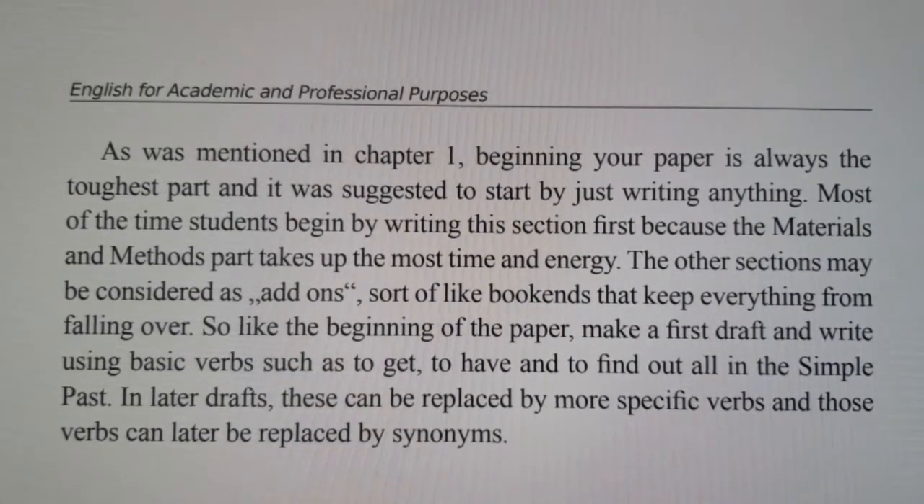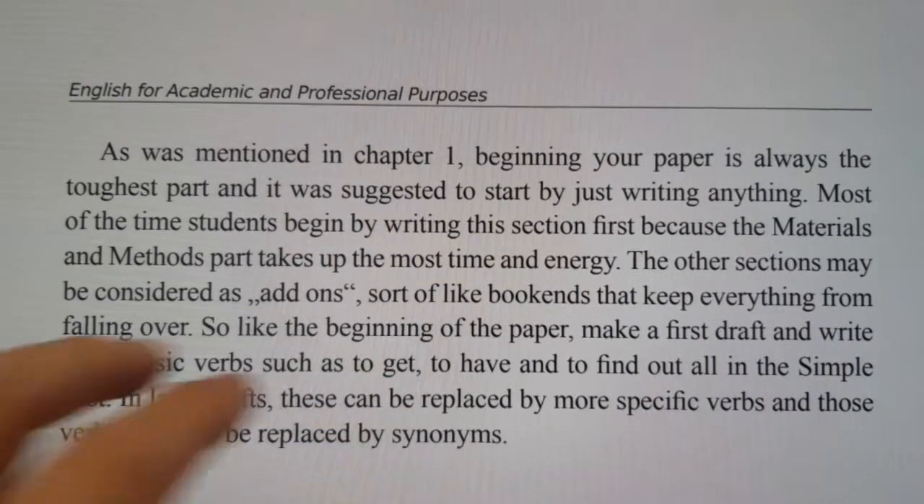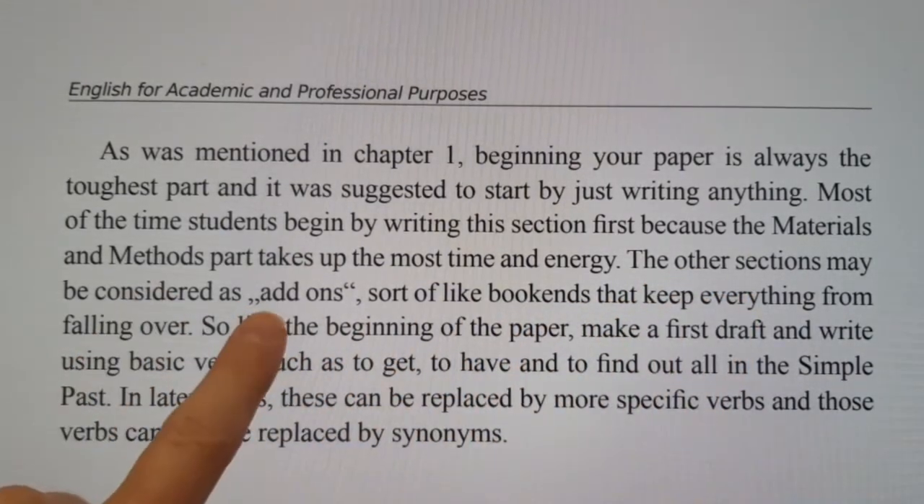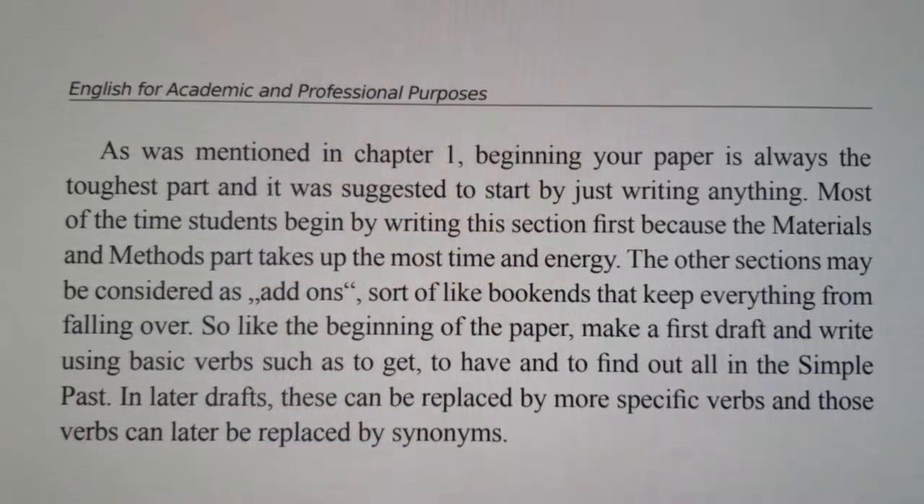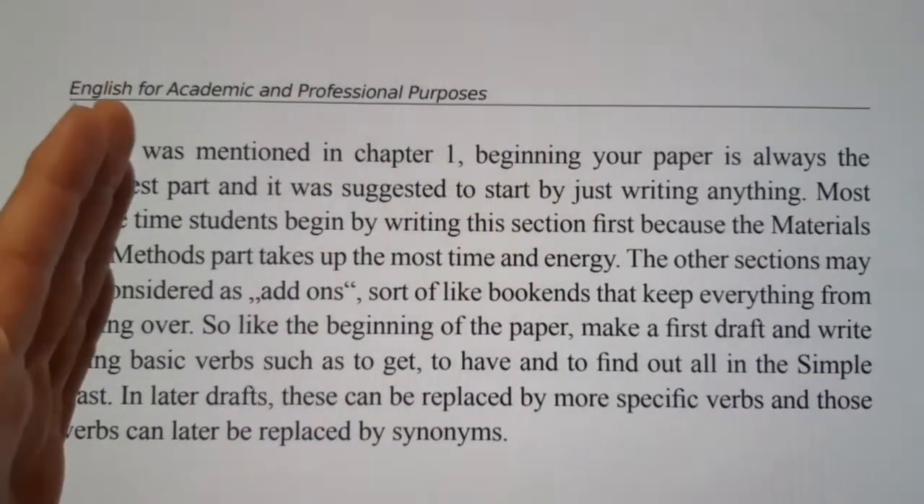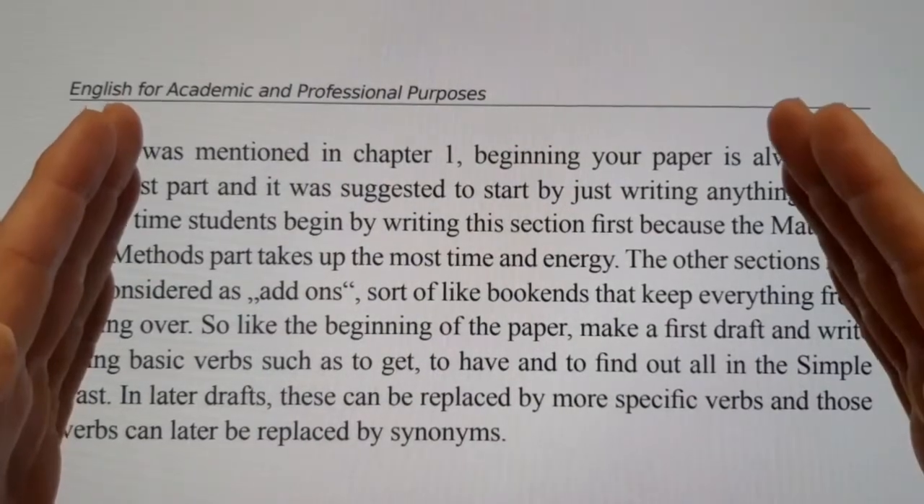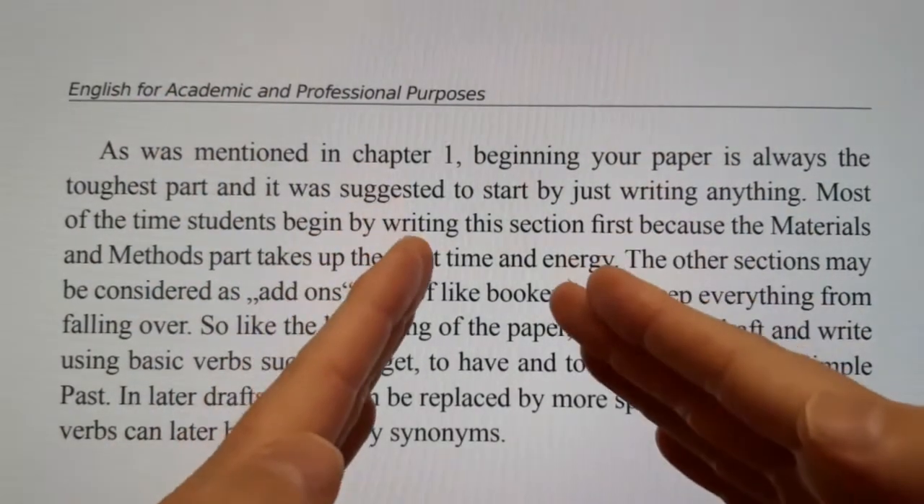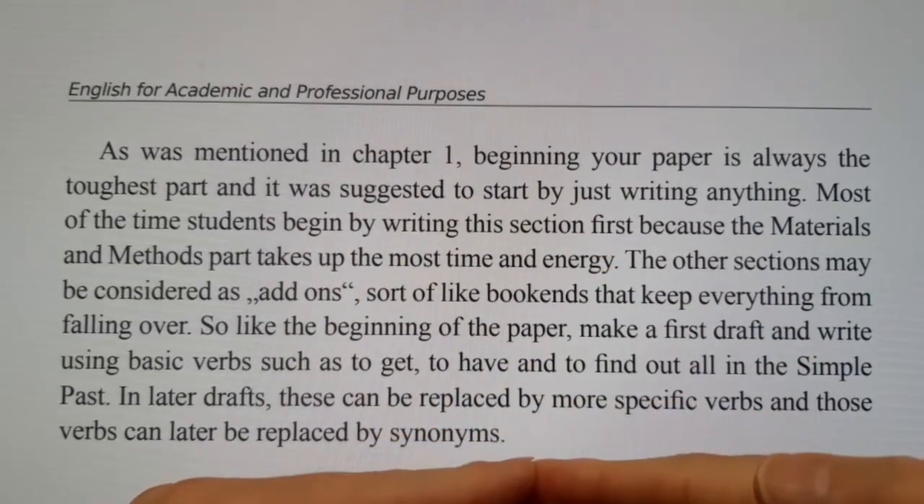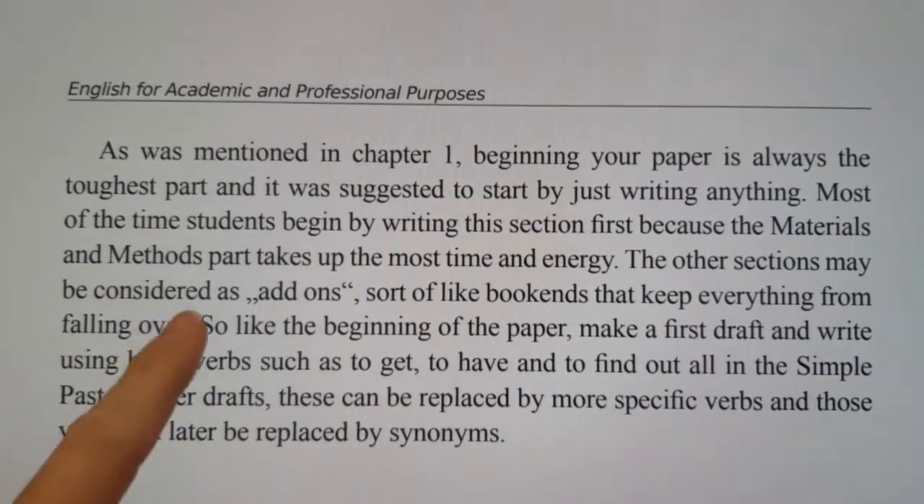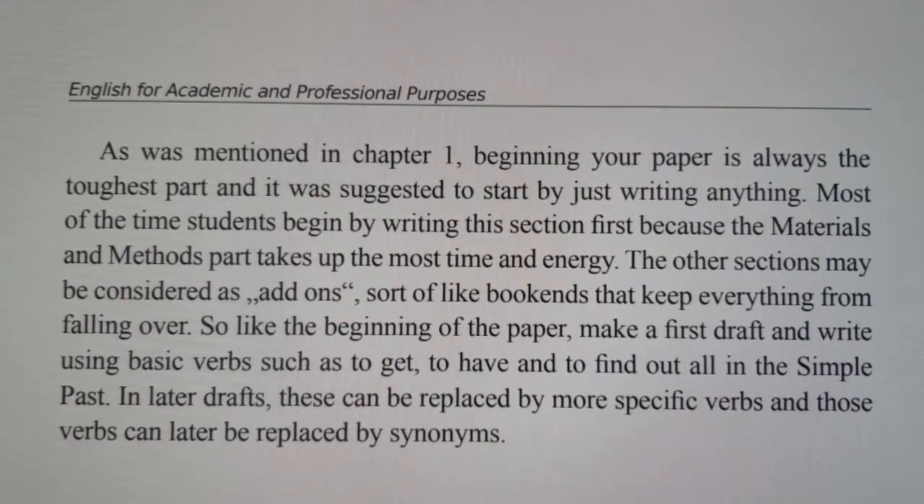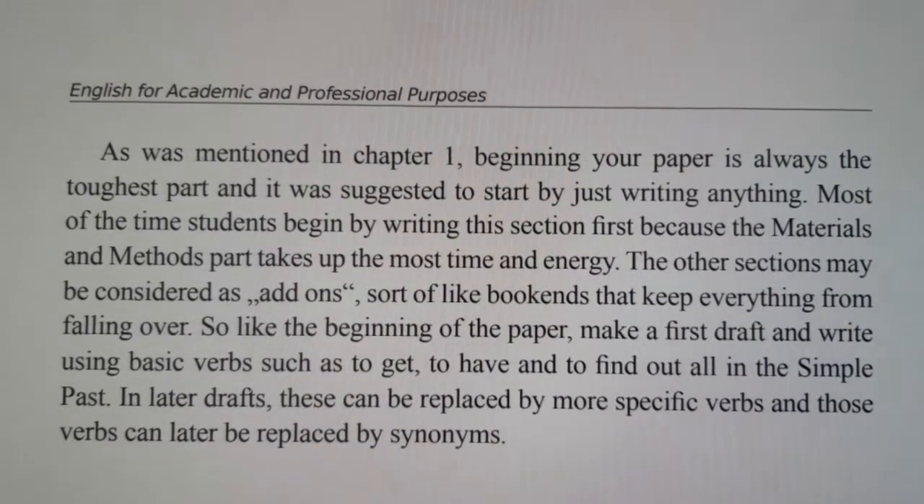The methods and the materials, we don't use them so much as an instruction manual. Rather, it's a report of everything that you did, okay? So some of the other sections might be considered as add-ons, okay? It's like the ends of the books. So here's my introduction, here's my conclusion, and the methods and the materials are in the middle, okay? But be careful, of course. Every section of the academic research paper or the journalistic article is important.